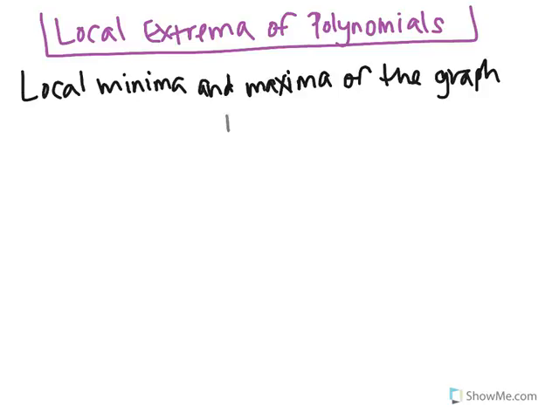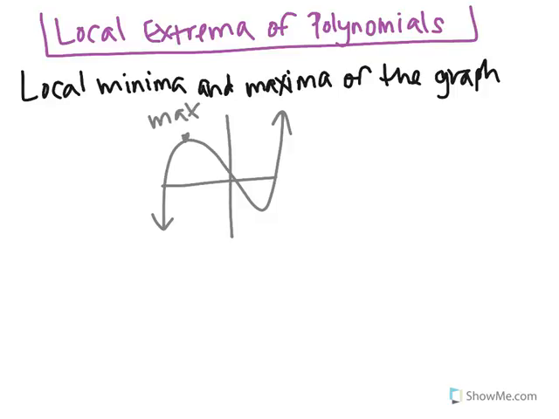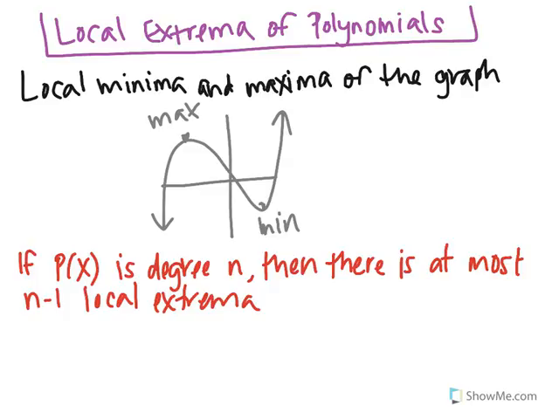So if I were to do a little sketch, and let's say your polynomial was degree 3, you would have your local max, and this would be your local minima. We've already done this in the last 2 chapters. So there is one theorem, and the theorem states if p of x is degree n, then there is at most n minus 1 local extrema. So basically in the example I drew here, we have the degree 1, 2, and 3. That means there's 1 less than 3, or 2 local extrema.